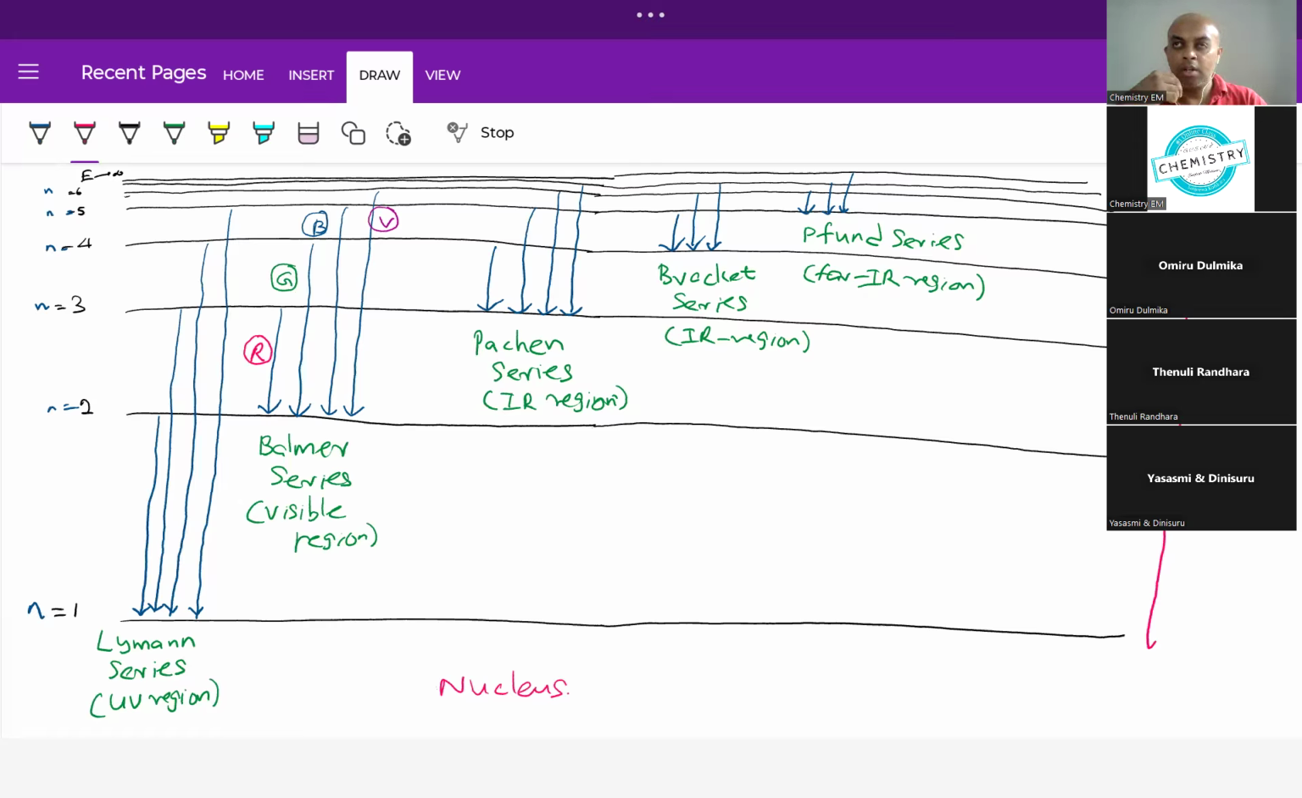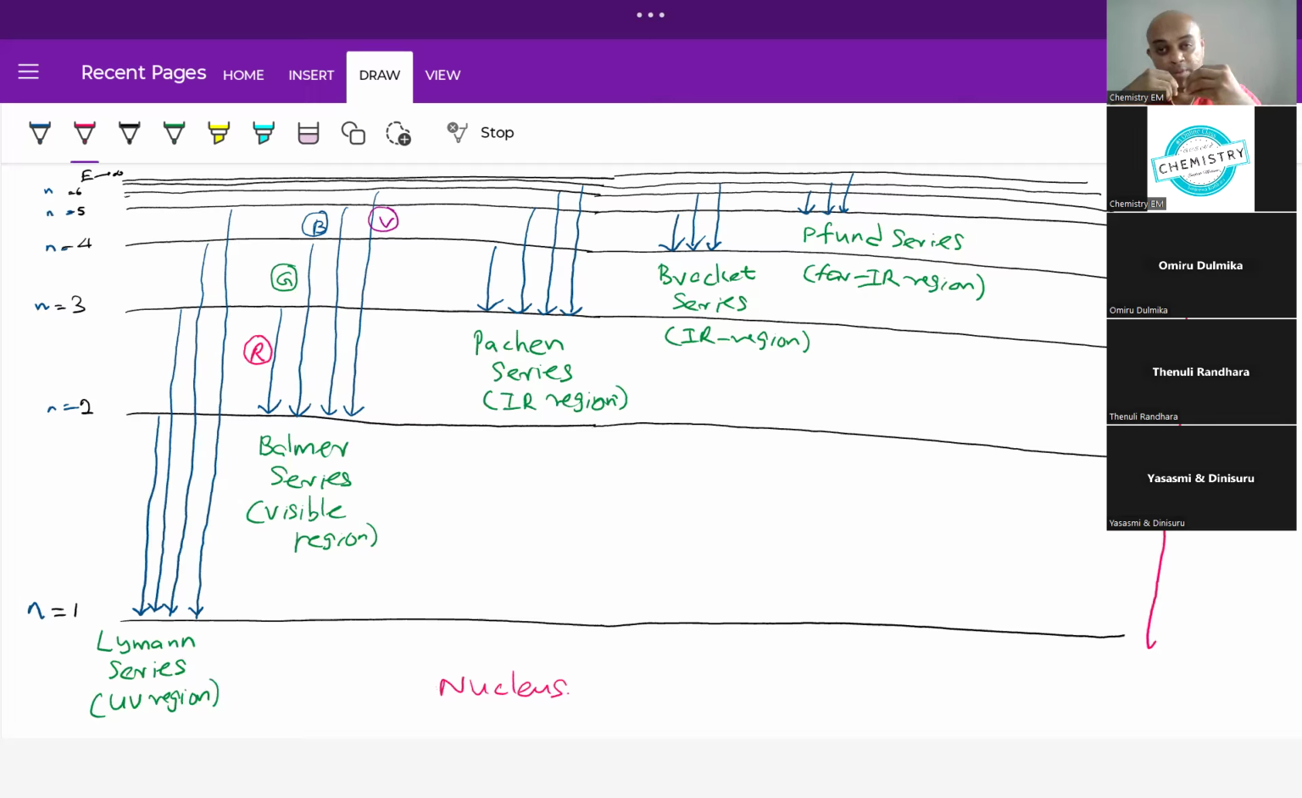If I can repeat, complete hydrogen emission spectrum can be drawn as follows. Now how do you identify this as an emission spectrum? Because the electrons are coming from high energy levels to low energy levels, and the arrow is downwards. So that's why this is an emission spectrum.